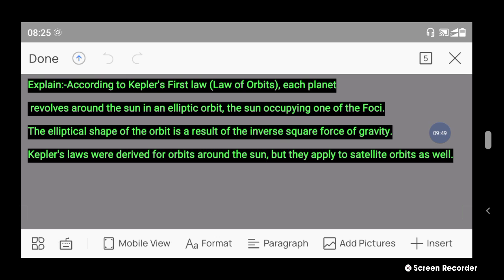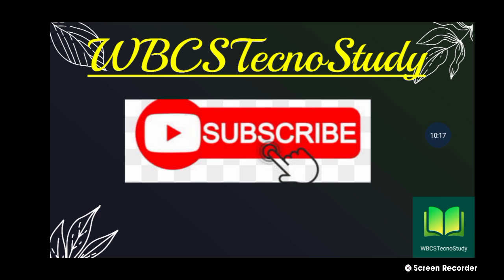According to Kepler's first law of orbits, each planet revolves around the sun in an elliptical orbit. The sun occupies one of the foci, and the elliptical shape of the orbit results from the inverse square force of gravity. Kepler's laws were derived for orbits around the sun, but they apply to satellite orbits as well.